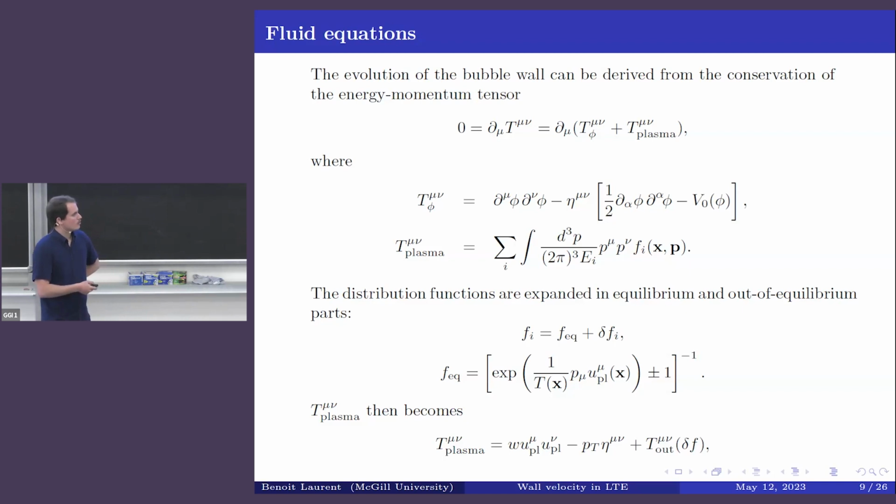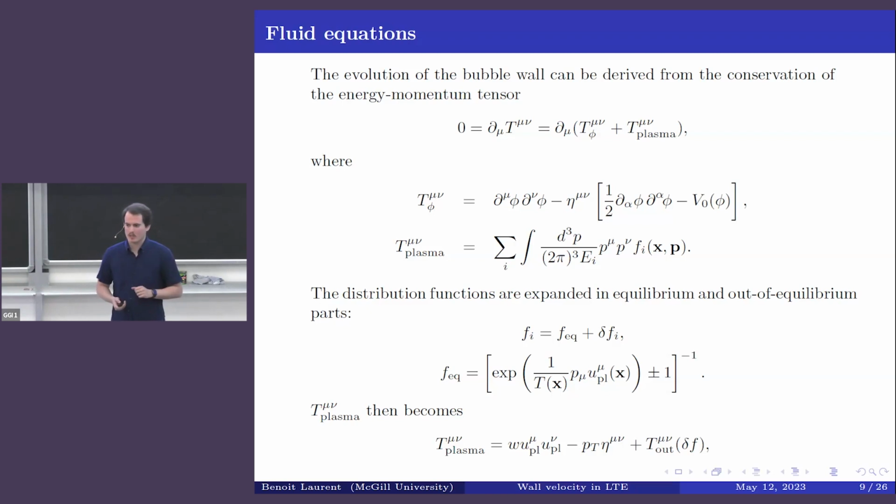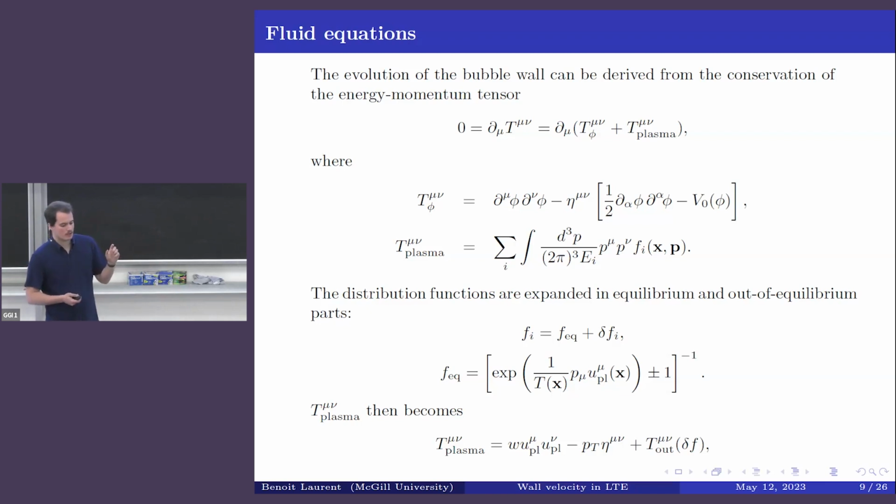And in general, we don't know beforehand what this distribution function is, simply because, like I said before, the wall will disturb the plasma and it can drive it out of equilibrium. So in principle, f, the distribution function, is something that we have to compute. We can guess that it will be close to equilibrium if the effect of the wall is not too strong.